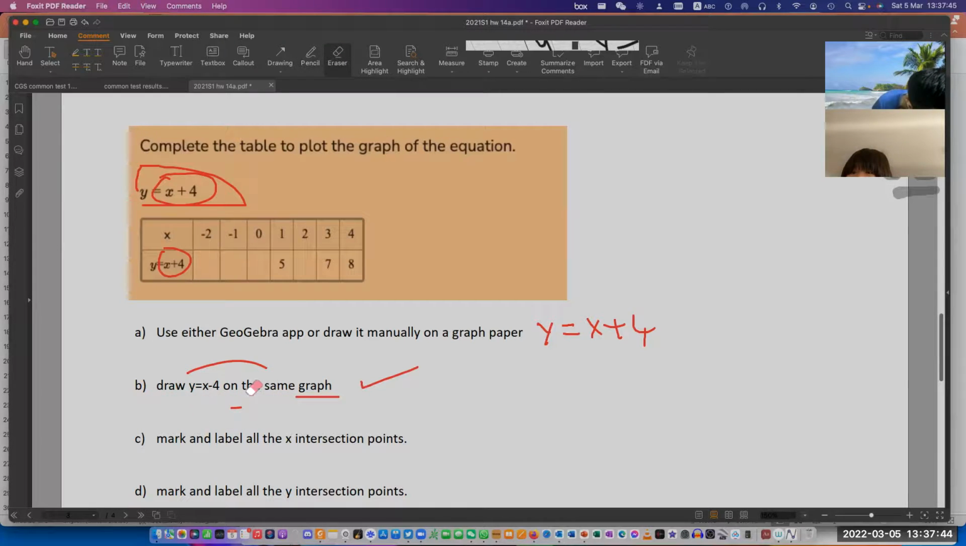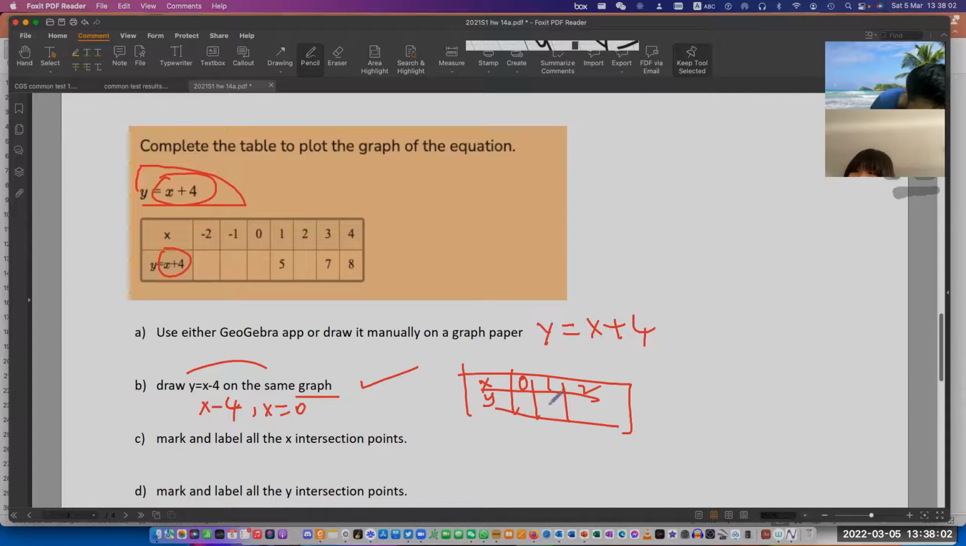You need to draw x minus 4. How do you draw x minus 4? Give yourself a table, if you cannot use GeoGebra. So you have x equals 0, 1, 2. When x equals 0, your y is minus 4. When x equals 1, y equals minus 3. When x equals 2, y is minus 2. So that's how you sketch using graph paper.